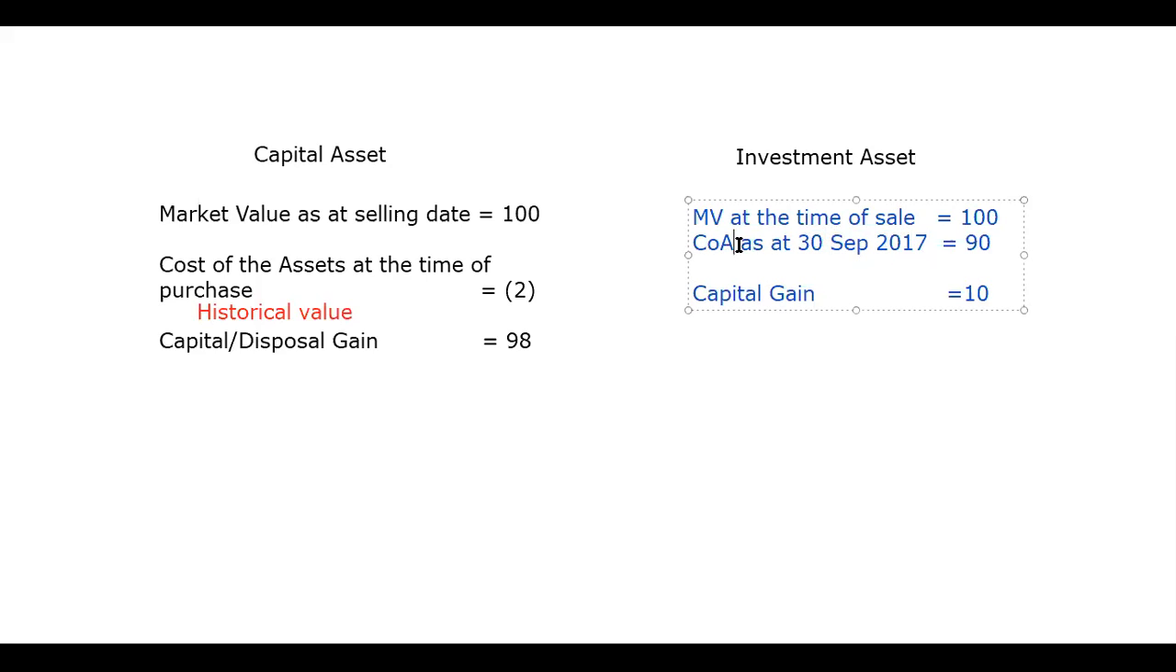This is actually not the actual cost of the asset. It is actually the market value as at 30th September. Then we need to consider if it is capital gain. When we calculate capital gain, we need to consider the market value as at 30th September and also the market value at the date of sale. Then only we can calculate capital gain. This is the difference between both, right?